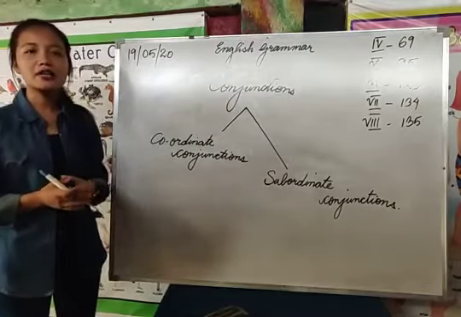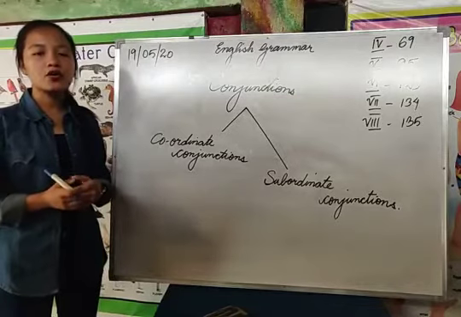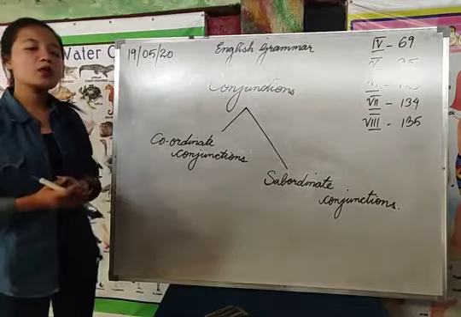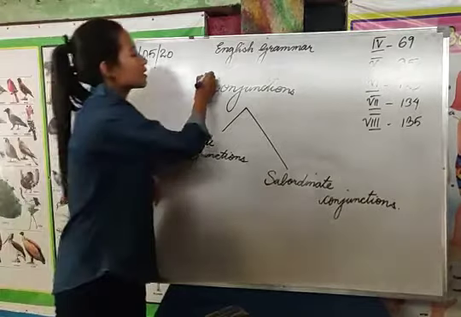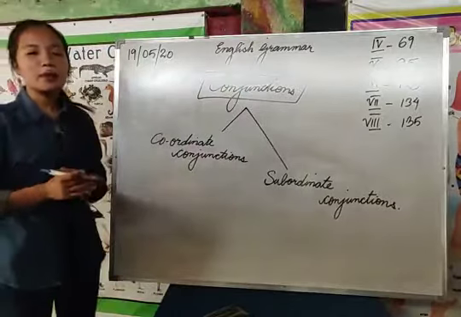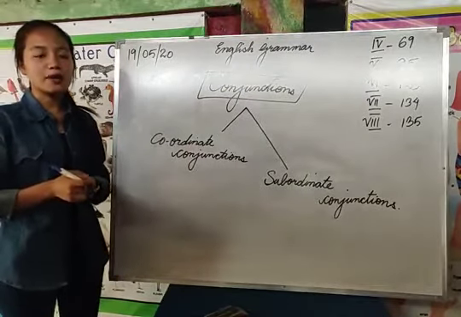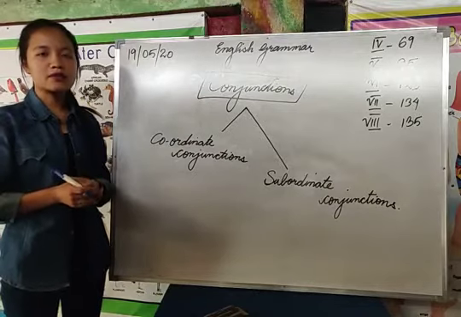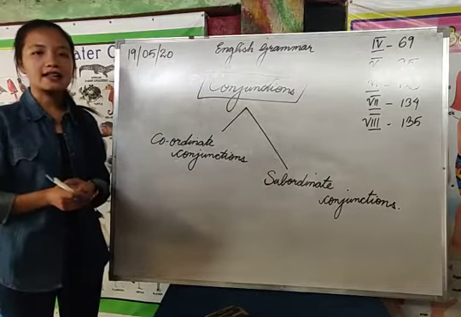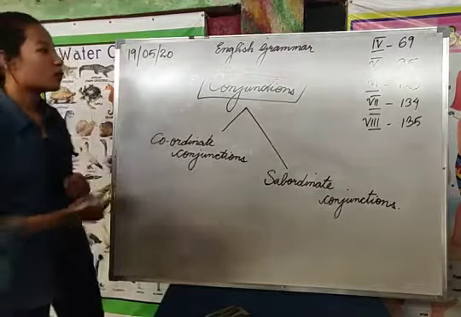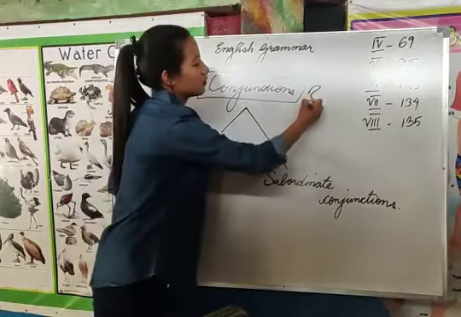This is your combined grammar class for classes 4, 5, 6, 7 and 8. So today the topic that we are going to discuss is conjunction. For class 4 it is on page number 69, class 5 page number 95, class 6 page number 123, class 7 page number 134 and class 8 page number 135. So let's get started. First of all, what is a conjunction?